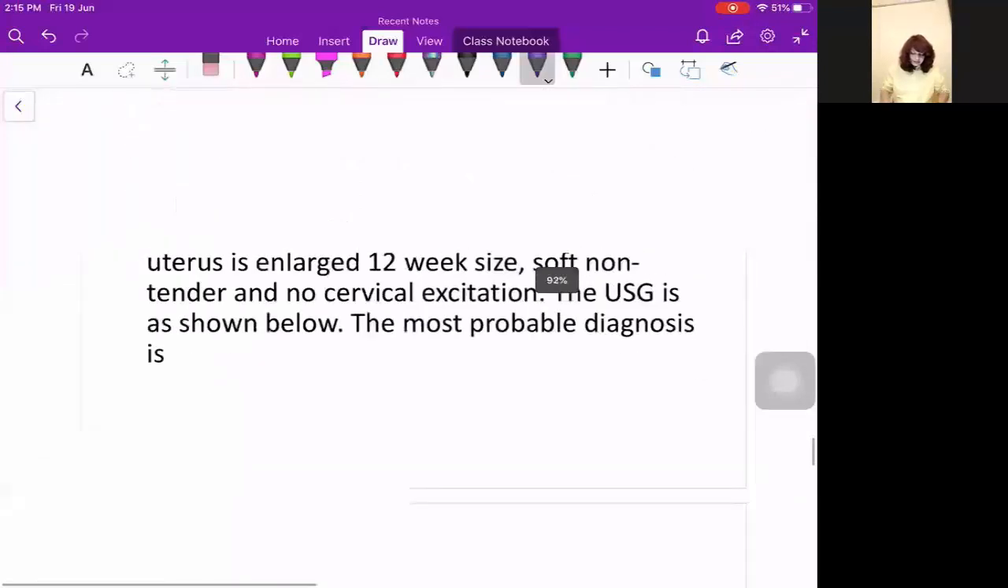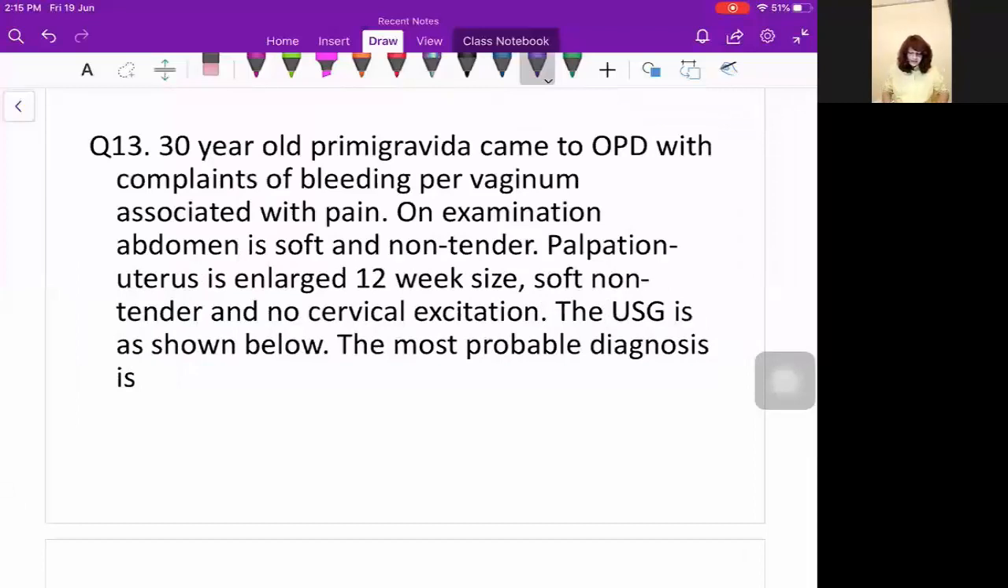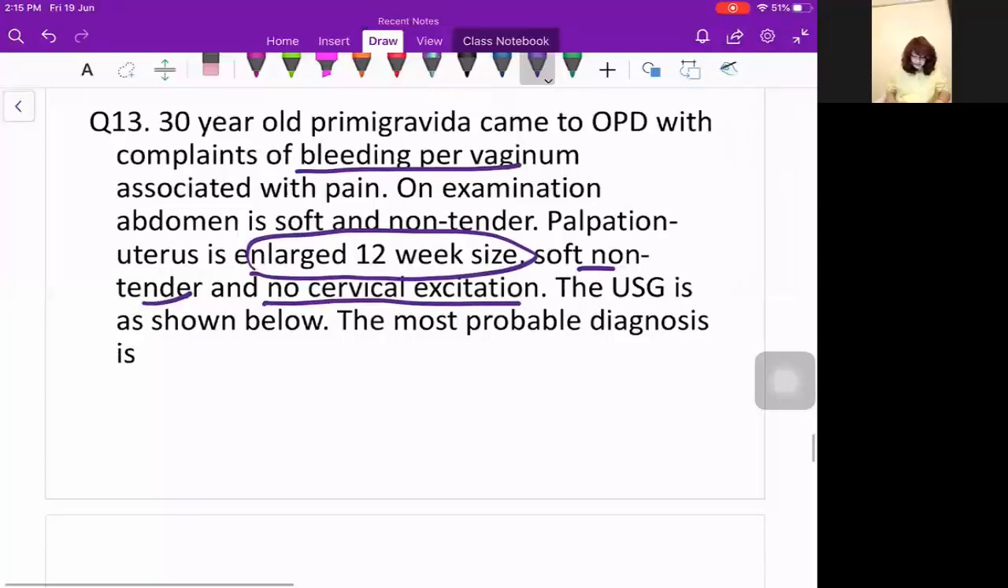Now, this is a 30-year-old primigravida who came to the OPD with complaints of bleeding per vaginum associated with pain. On examination, the abdomen is soft and non-tender. On palpation, the uterus is enlarged to 12-week size, soft, non-tender, with no cervical excitation. No cervical excitation, so it does not go in favor of ectopic pregnancy. The ultrasound image is given below. In this case, there is bleeding and the uterus is enlarged to 12 weeks size.